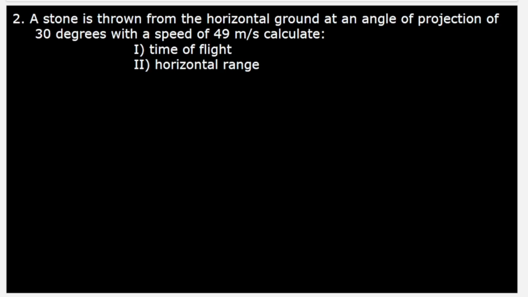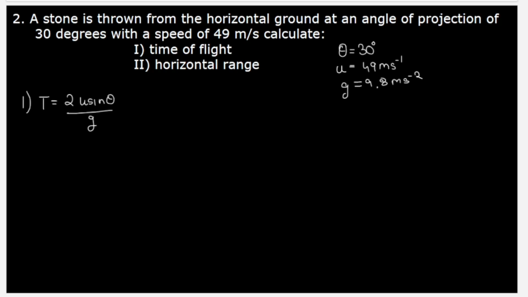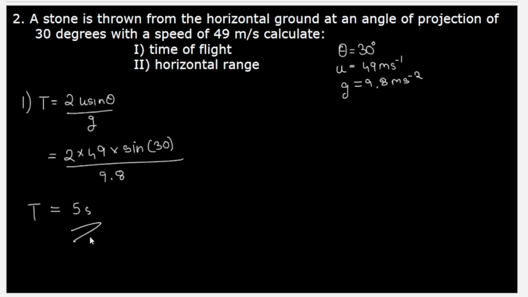with a speed of 49 ms^-1. Calculate time of flight and horizontal range. We know that theta is 30 degrees, speed that is u is 49 ms^-1 and gravity is 9.8 ms^-2. The formula for time of flight is t is equal to 2u sine theta by g. Putting in all the values and further solving this we get t is equal to 5 s.